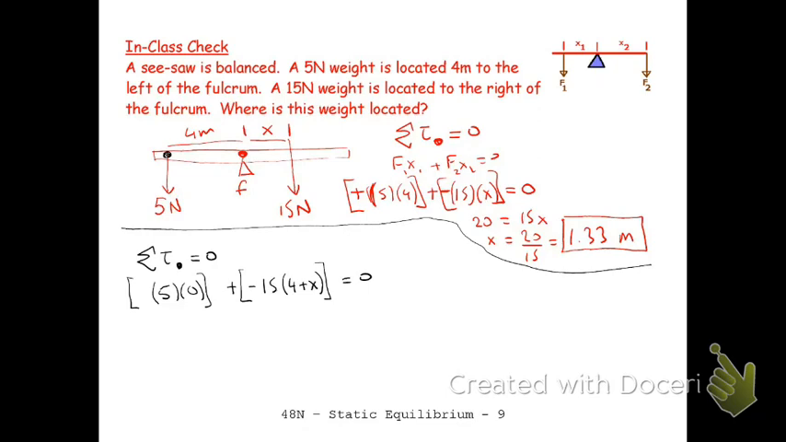And that doesn't work. That's wrong. Can you see what I've missed? The math on the face of it seems right. 5 times 0, because there's no separation between the turning axis and the force, there's no gap. And then it's 15 times 4 plus x. But minus 15 times 4 plus x cannot equal 0 unless x equals, well, it can't equal 0. There's a problem. I've missed something out. What have I missed out?